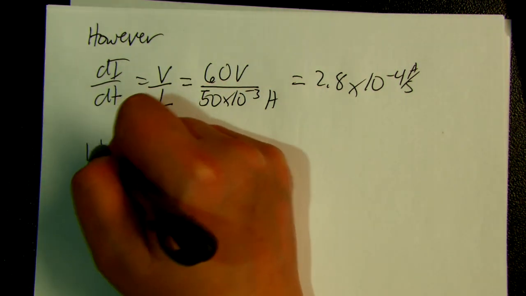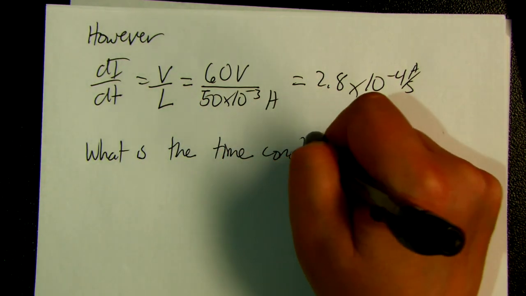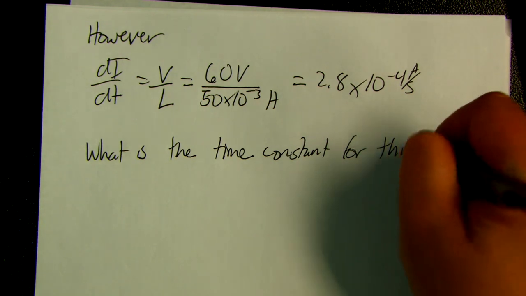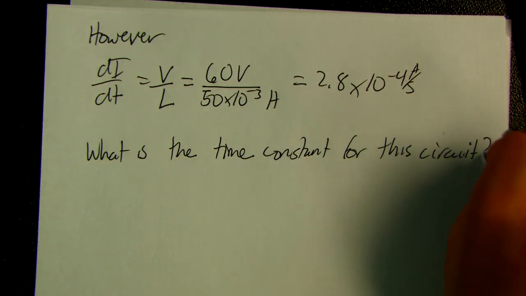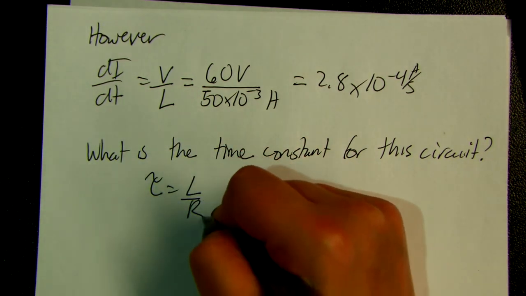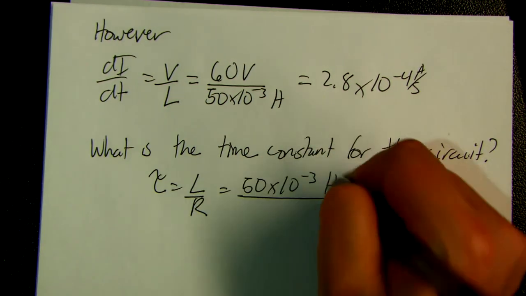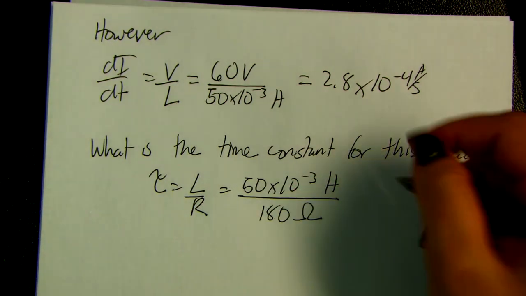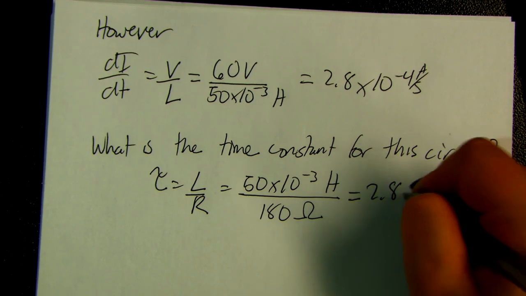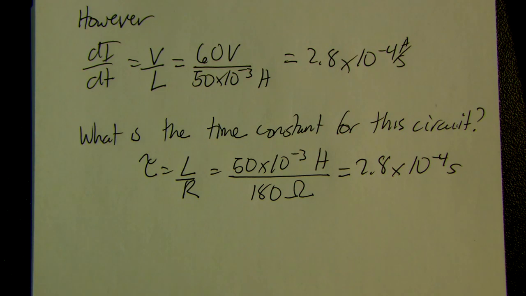And so for this setup, what is the time constant? So tau is equal to L over R, which is equal to 50 times 10 to the minus 3 henries over 180 ohms, which is equal to 2.8 times 10 to the minus 4 seconds. All right. I am going to stop here, and I will see you for part 2.